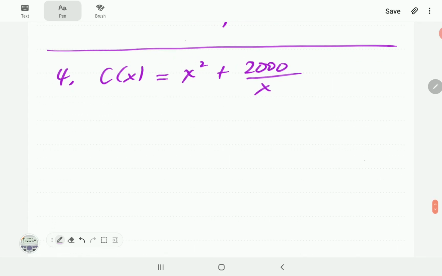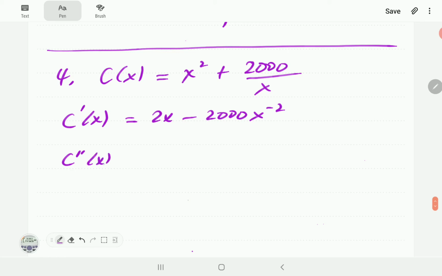Alright, so again we find the first order derivative. The derivative of x squared is 2x. This is the same as x to the power minus 1. So if we multiply by minus 1 and subtract 1, this is what this thing is going to look like. Then while we're here, let's find the second order derivative. That one is going to be 2 plus 4,000 over x cubed.